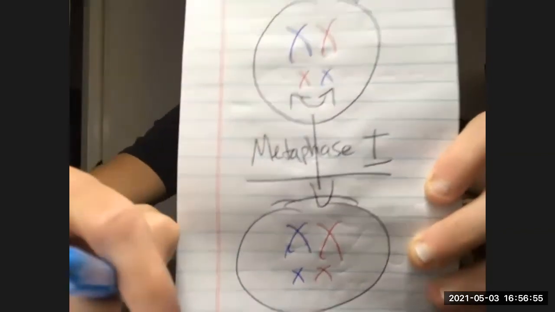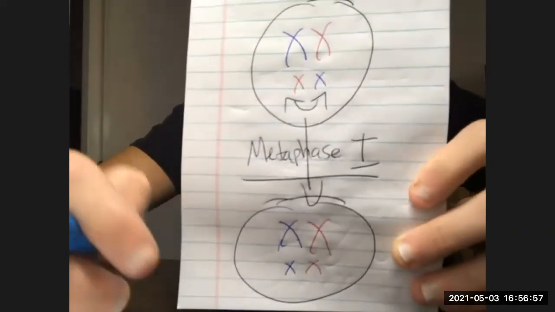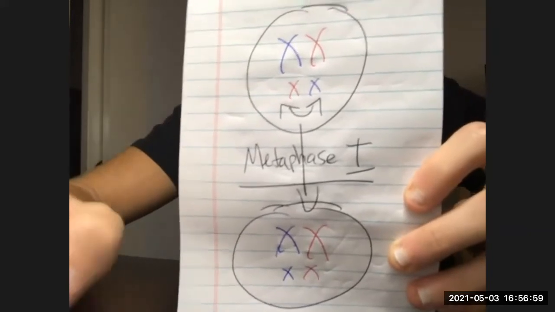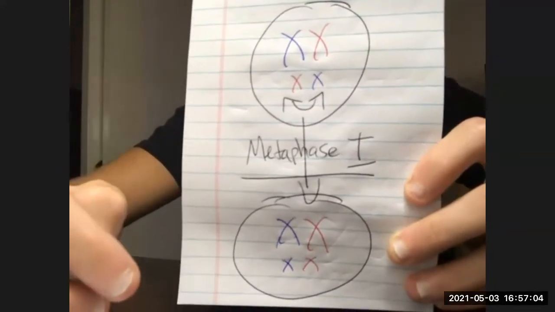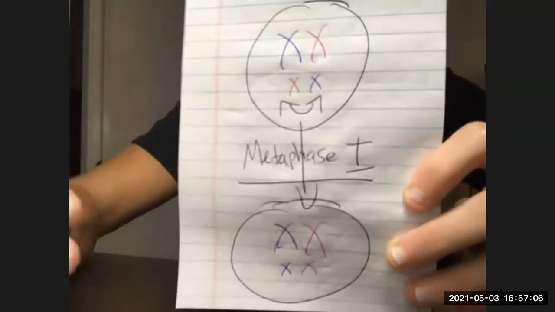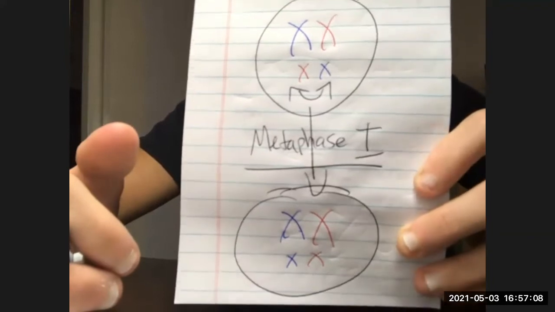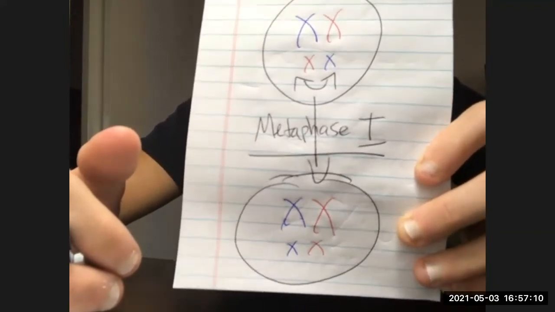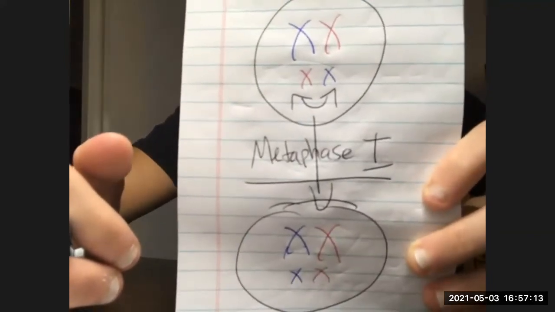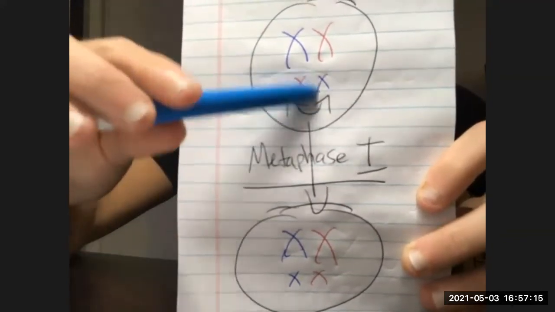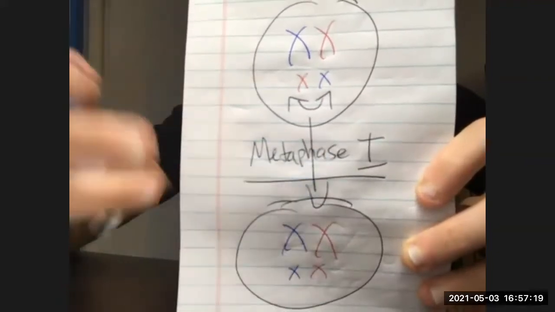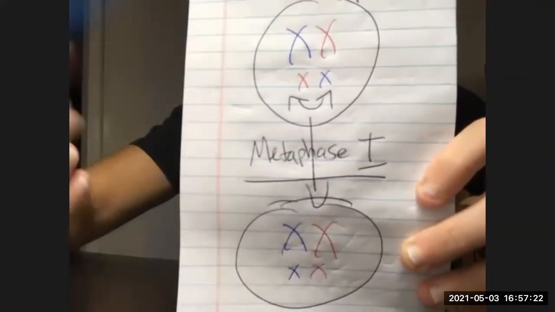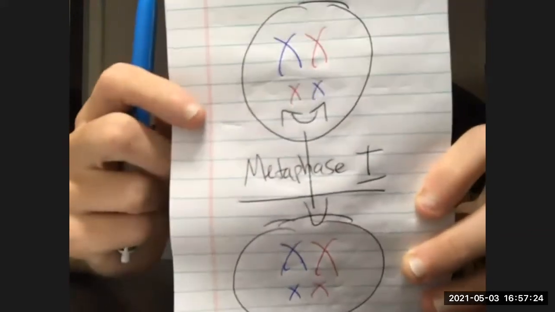And so independent assortment is a way that you can get a huge amount of genetic diversity. A massive amount of unique genetic combinations in your sperm and egg cells from meiosis. Keeping in mind that each homologous pair lines up randomly with whatever side. It's just totally random how they line up.